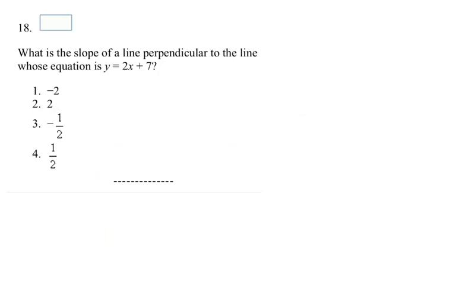Alright, let's look at the perpendicular line. Since the slope is positive, we have to get something negative, which is choice 1 or 3. The reciprocal of 2 means 1/2. So we get choice 3 as the answer.